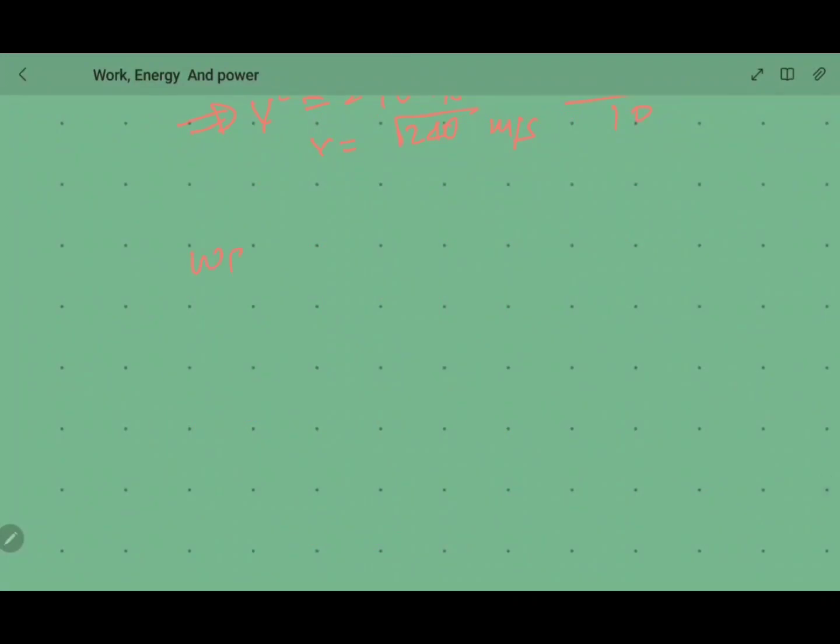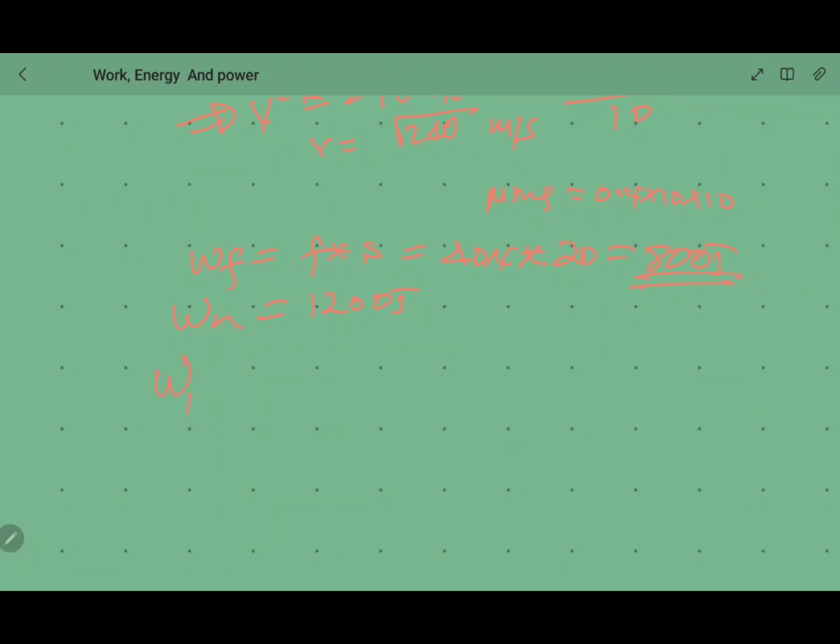The work done against friction is equal to the frictional force times the distance. The frictional force is already calculated. It was mu times m times g, 0.4 times 10 times 10, that was 40 Newton. 40 Newton times 20 meters gives you 800 joule. So this is the work done against friction. Remember, the work done by the net force was 1200.